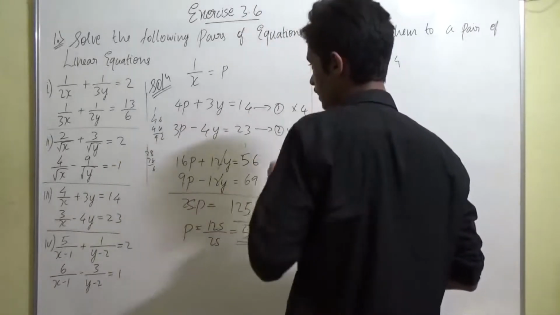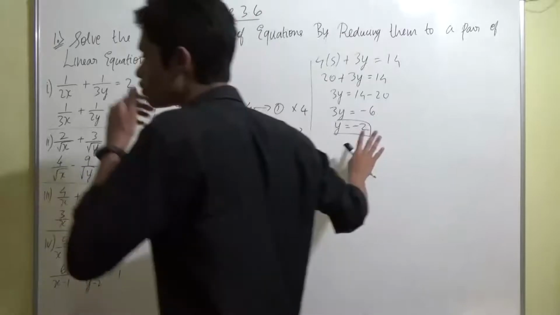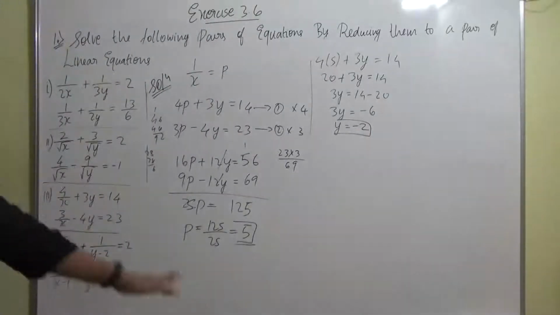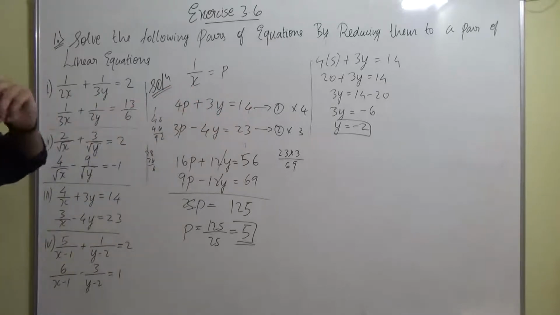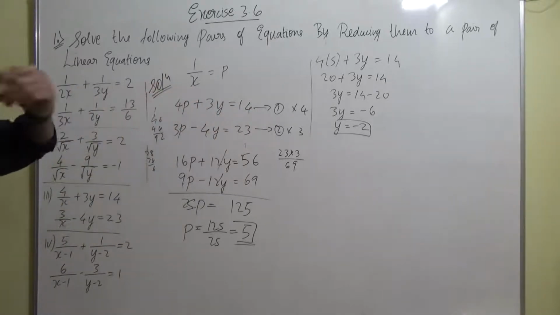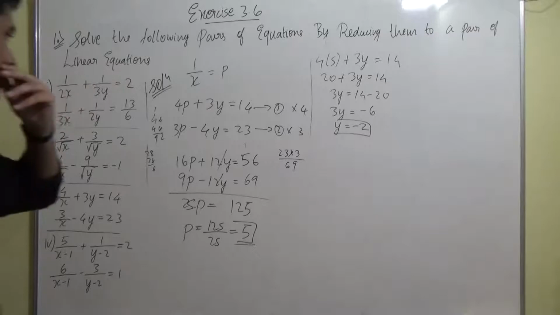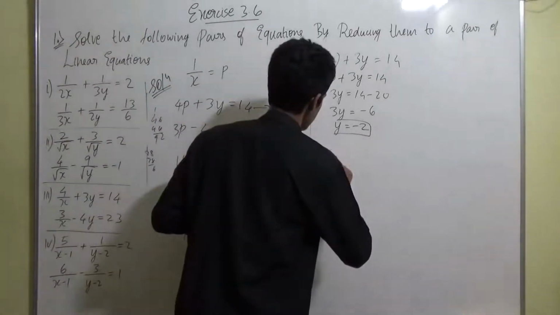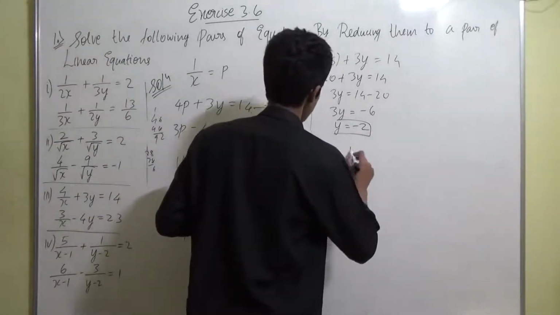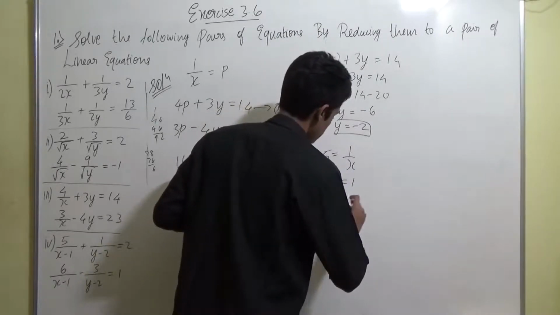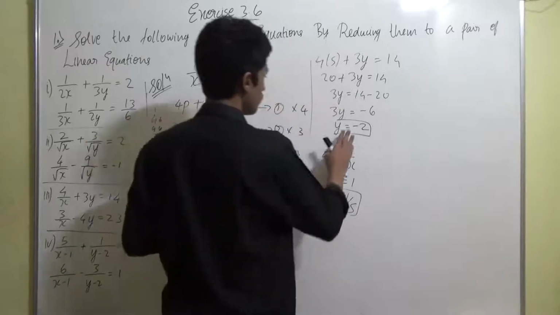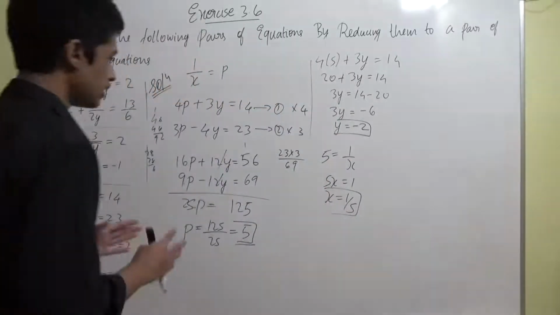Now what we have to do, guys, is this: y was the original variable, in the original equation also it was y, so there's no need to substitute back for it. We did only one assumption, that is 1 by x equal to p. So we'll put it back. In place of p, 5 equal to 1 by x. So 5x equal to 1, which means x will become equal to 1 by 5. So we found the value of y and found the value of x.